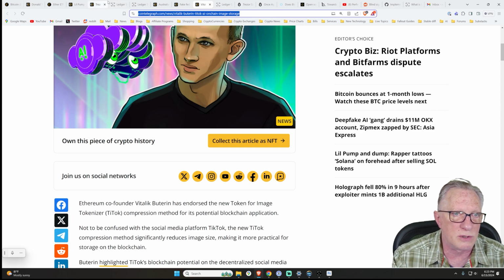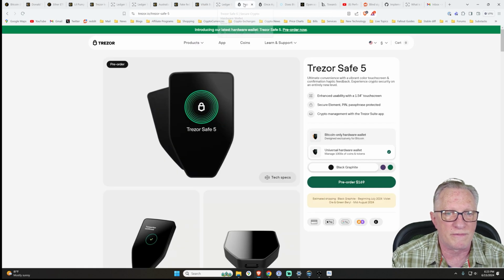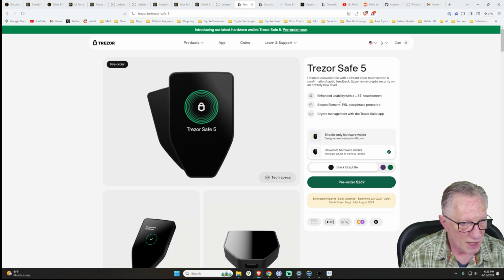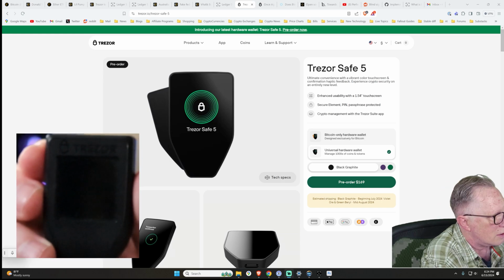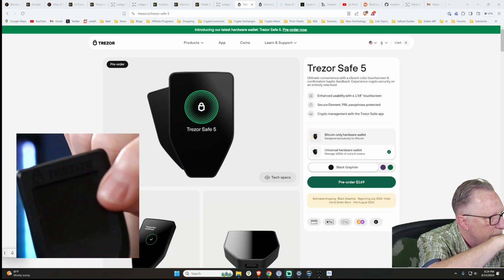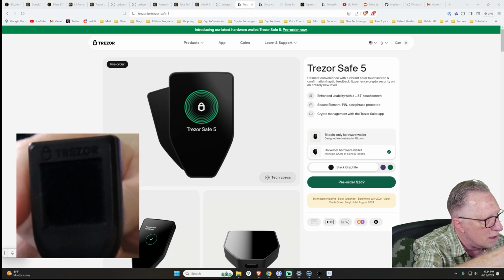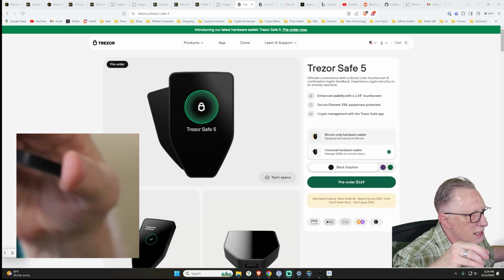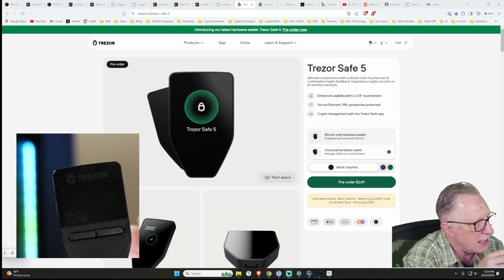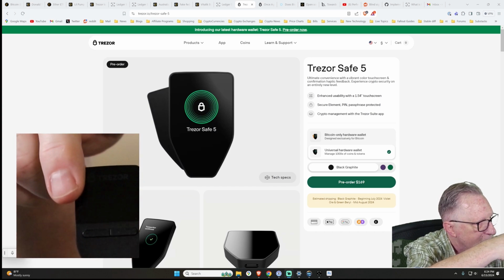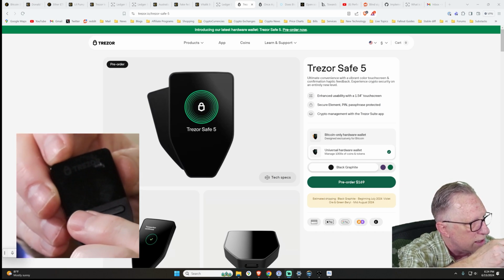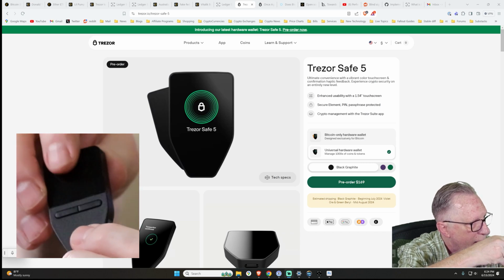So let's jump into the Trezor Safe 5 here real quick. It's got a touch screen, which is akin to the Trezor T. The Trezor T has a touch screen, but it also has a bezel around the edge. Whereas the Trezor Safe 5 is very similar to the Trezor Safe 3, and yet all of this area is touchscreen. The Trezor Safe 3 is not touchscreen. It relies on these two buttons. The menu appears on this screen, but this is not a touchscreen.